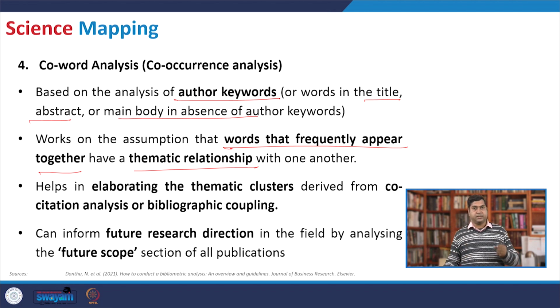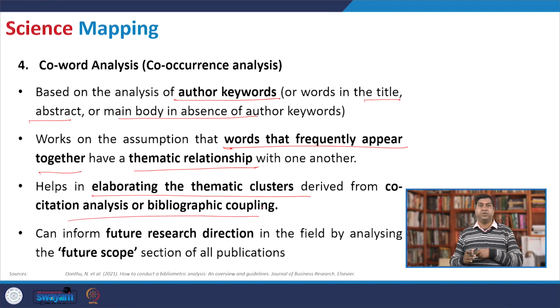So, in all such cases those kinds of keywords will appear again and again, and depending on the analysis we can identify them. It also helps in elaborating the thematic clusters, co-citation analysis and bibliographic coupling. So, one is through references of a similar nature, and then keywords of a similar nature. It can also inform future research direction, so that you can identify, okay, these are the keywords being used and that have certain importance in this particular field, and then you can look into it. You can redefine your research question and search your research accordingly.